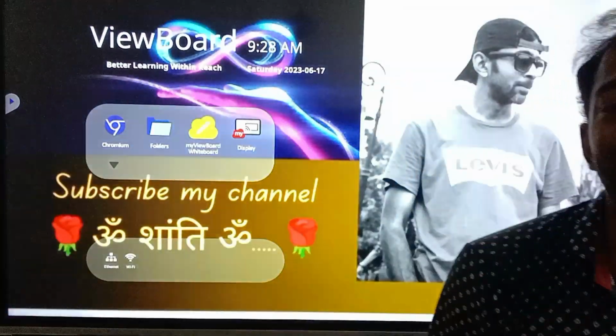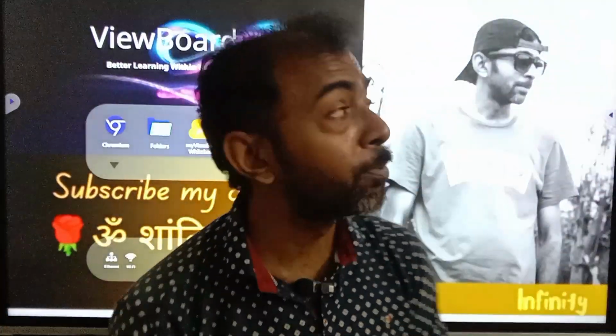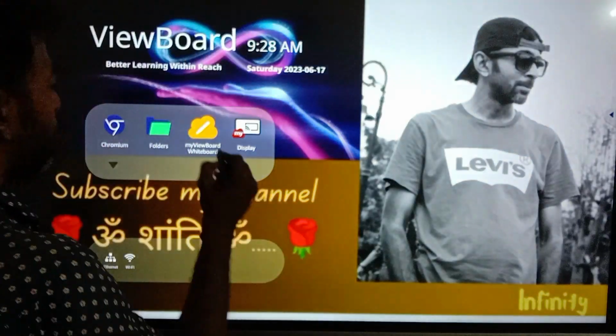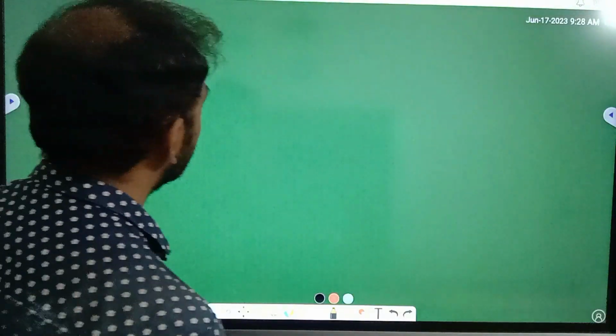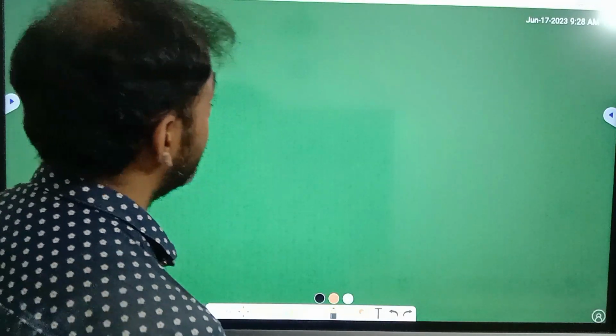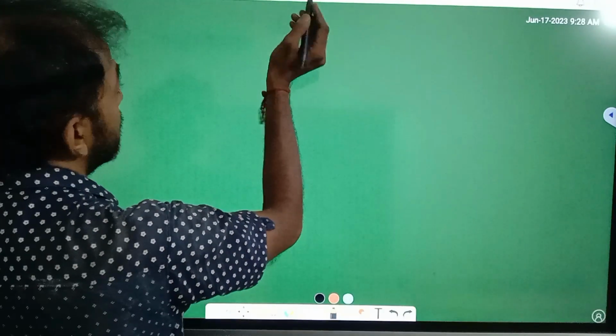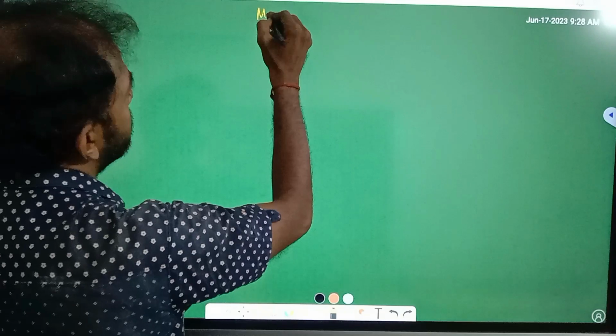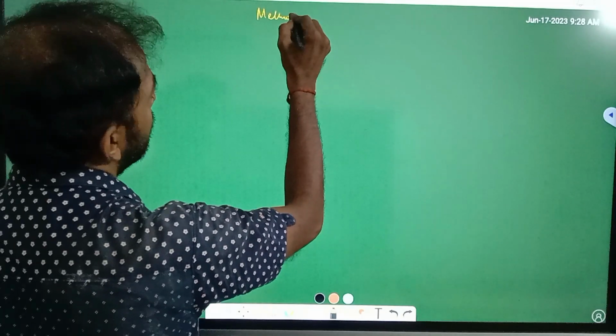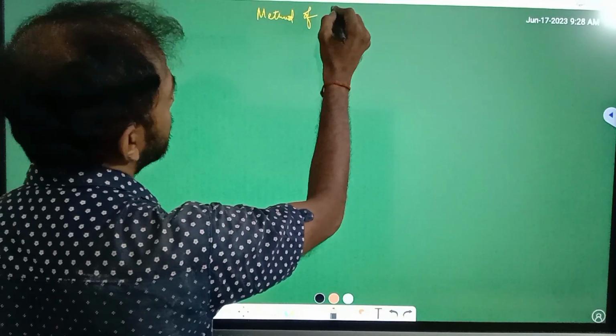Today we are going to discuss the method of substitution. We're in indefinite integration actually, but the method will be something different. This process is known as the method of substitution.